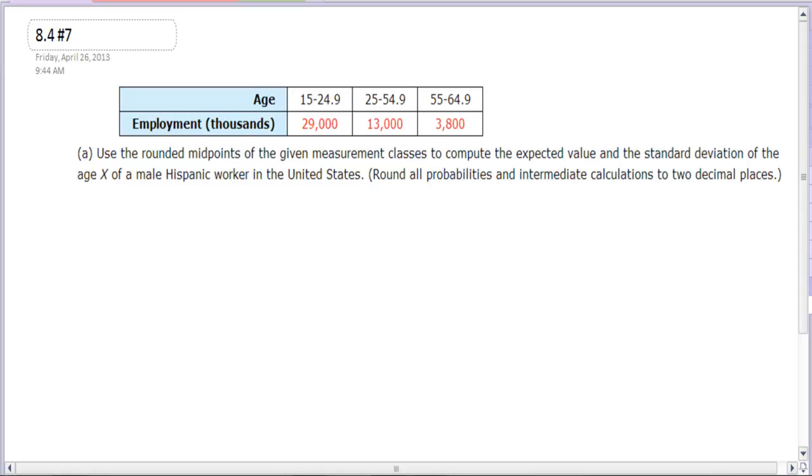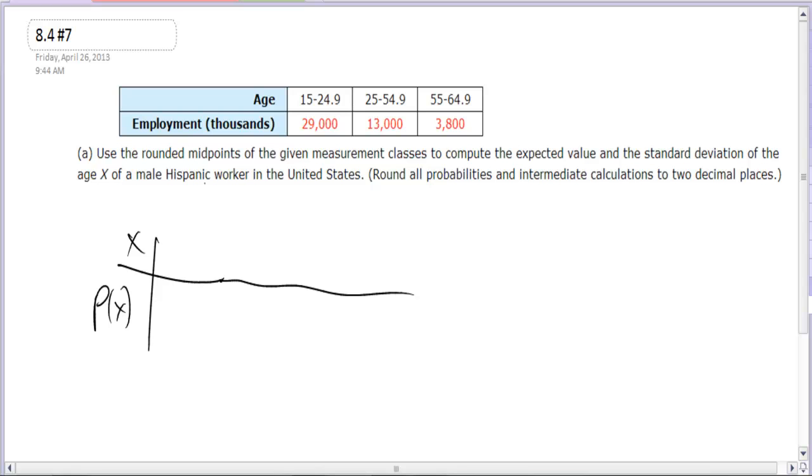So first things first, what we're going to do is it's asking for the expected value of the scenario. And we always do expected value the same way. Whenever you're asked to find an expected value, the very first thing you do is you make your probability distribution table every single time. So for the probability distribution table, you have to ask yourself, what are all of my outcomes and what's the probability of each of those outcomes?